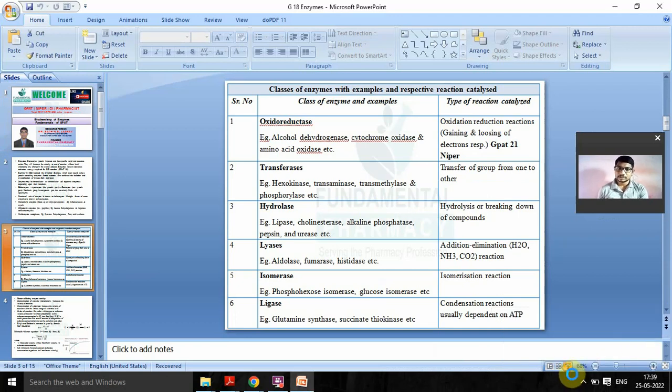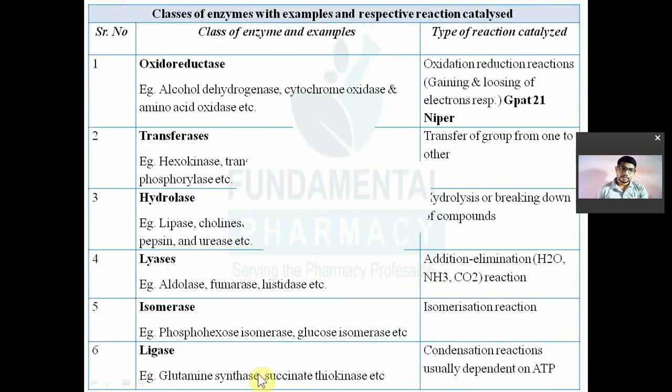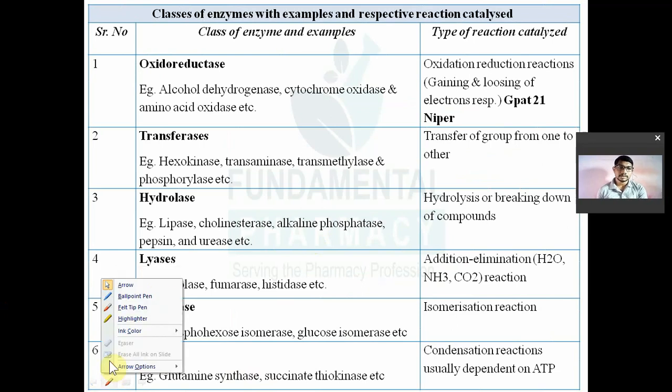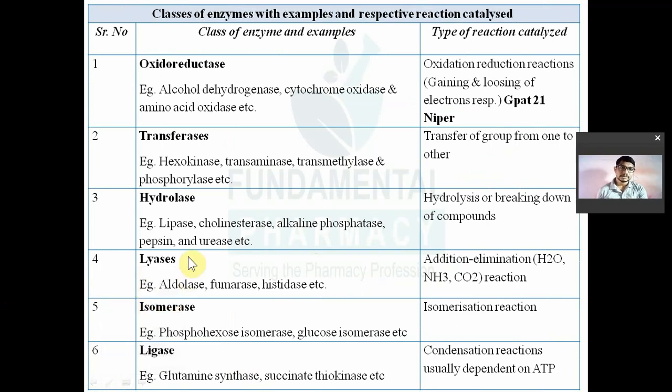Now, the first one is oxidoreductase. As the name indicates, oxidoreductase means they are involved in the oxidation reduction reactions. For example, alcohol dehydrogenase, cytochrome oxidase, then amino acid oxidase. These are the enzymes involved in the oxidation reduction reaction.